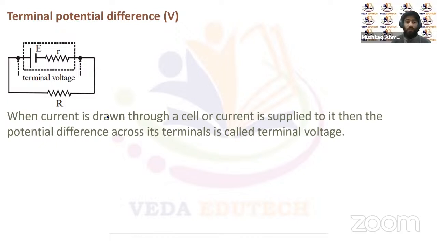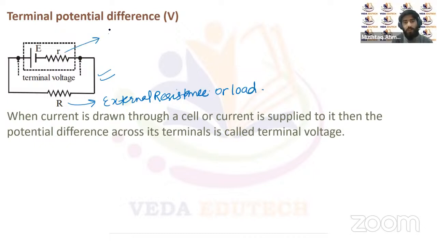of a battery. So what we have done in this circuit, you can just look at this circuit. This is the external resistor, the external resistance, or we call it the load. Now this small r is the internal resistance of a battery, or cell.